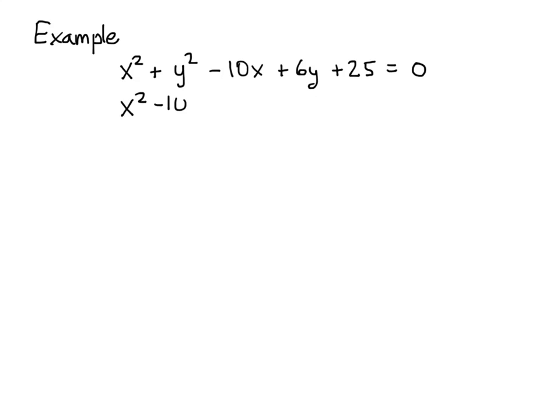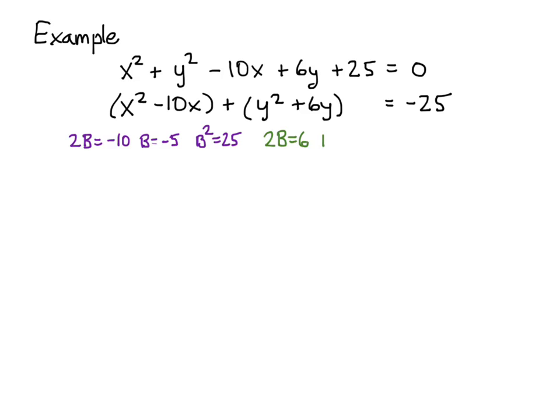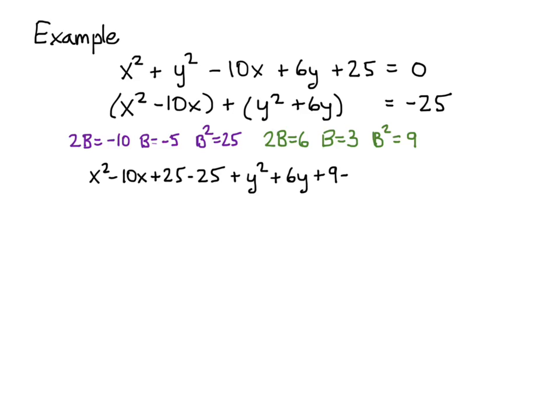And so the way we're going to put it in standard form is we'll put the constant on the right side and we'll group the x's and the y's, and now we'll complete the square 2 times. We'll complete the square for x and we'll complete the square for y. And so if I go through my factors on the first one, I have 2b equals negative 10, b equals negative 5, b squared equals 25. So on the x portion of this, I'm going to add and subtract 25.